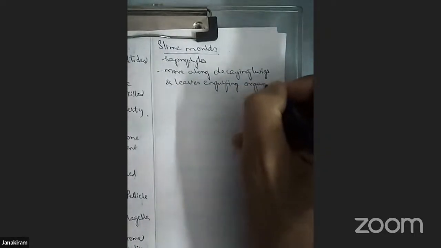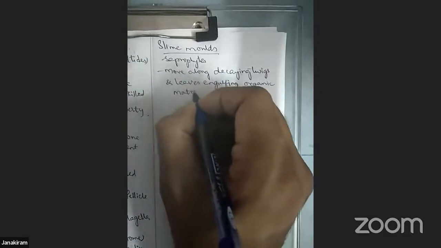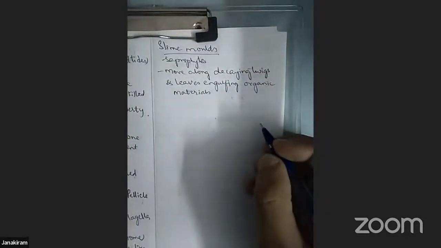Slime molds are generally called saprophytic protists, or saprophytic in their nature, and they move along decaying twigs. That is saprophytic. Decaying means dead and decaying organic materials. So decaying twigs and leaves, engulfing or taking up the organic materials from the dead and decaying plants and animals. That's why they are called saprophytic in their nature.